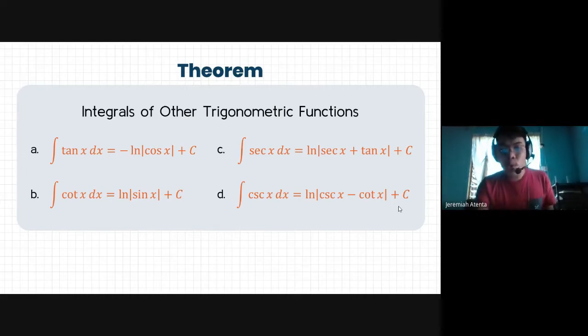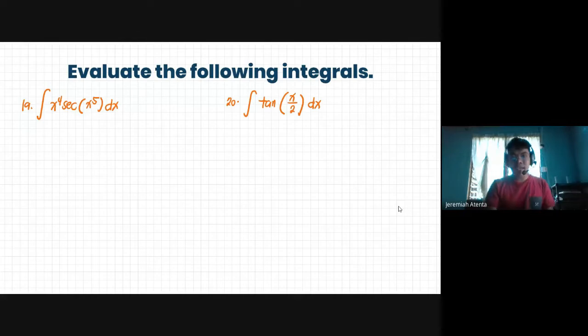So let's try to apply these formulas in this example. We have here the integral of x to the power of 4 secant of x to the power of 5 dx. Our goal here, when applying integration by substitution, is to look for the expression that you need to substitute by u in such a way that a single expression remains. For example, suppose I am going to let u be equal to secant x to the power of 5.